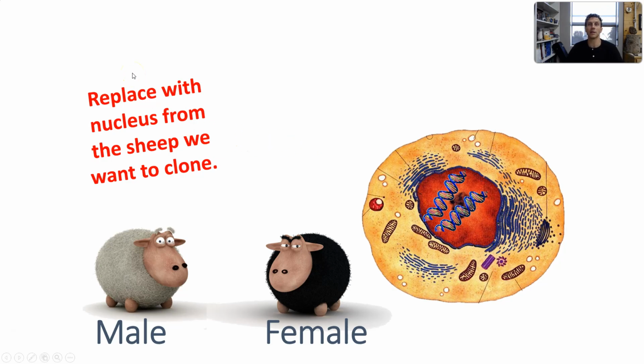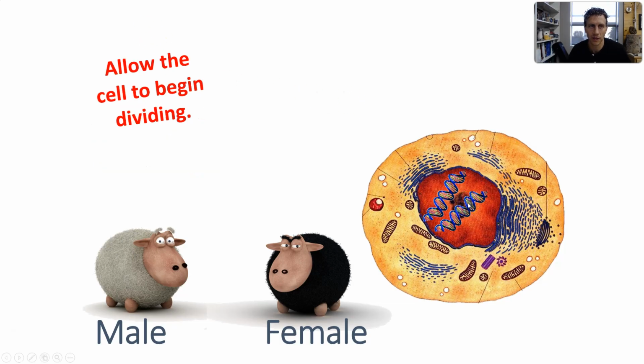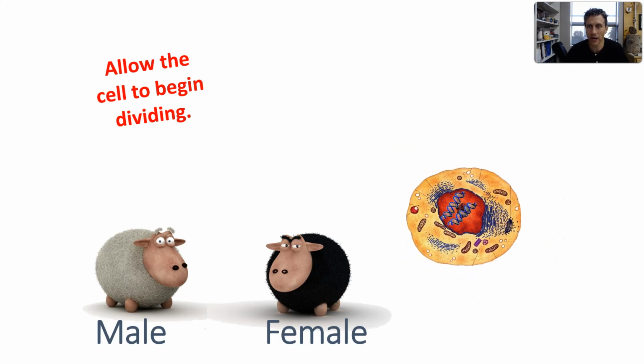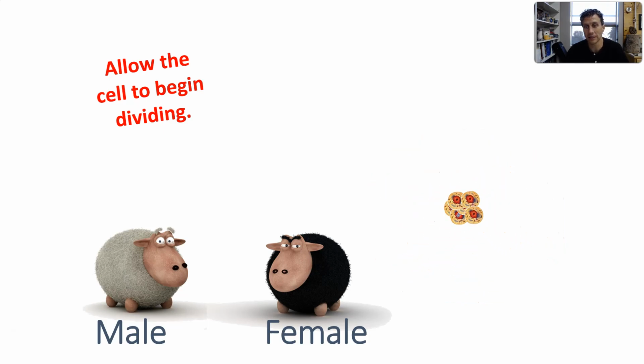And so the egg cell has been tricked into thinking that it has now been fertilized. It now has 2 copies of each chromosome. Okay? So now we allow the cell to begin dividing. That's what a fertilized egg cell would do. And so we have a clump of dividing cells, right? And we call that an embryo. It is the beginning stage of a sheep life.